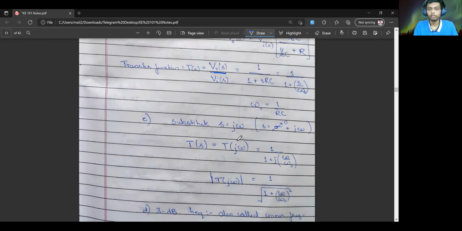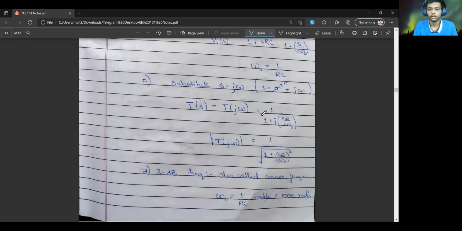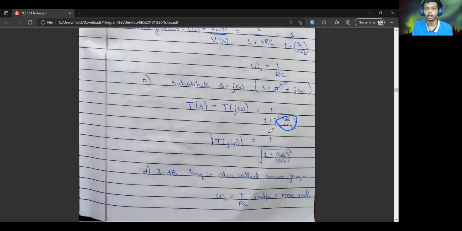For S, you can substitute S as j omega. If you do that, you get 1 by 1 plus j into omega by omega naught. And then the magnitude of the transfer function can be calculated as follows.